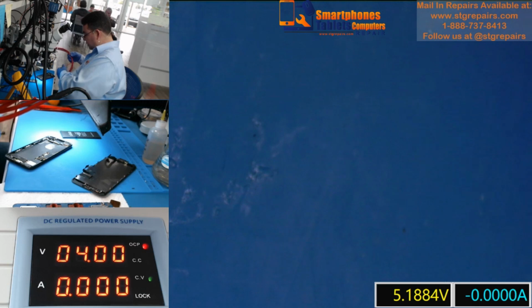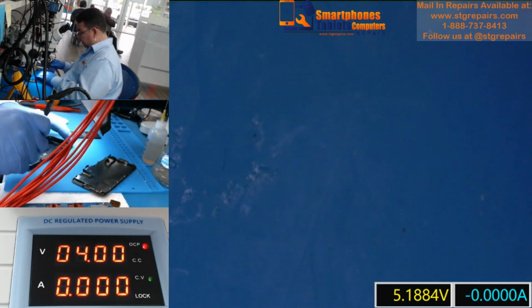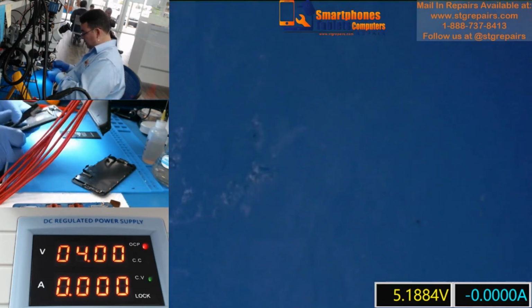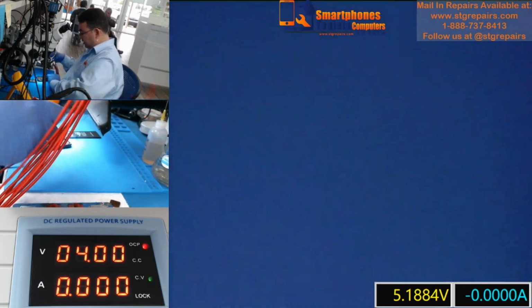The second thing I did was actually connect it to the power supply. Let me put the battery and the screen.